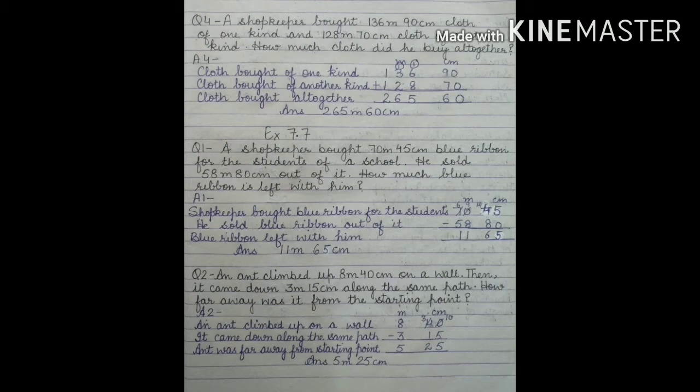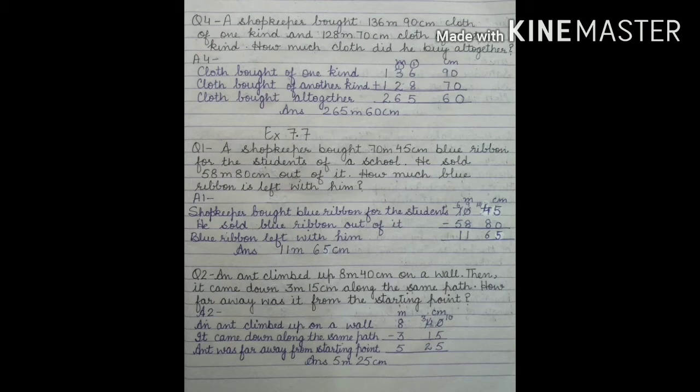So in this answer, we will frame the statement like this. Cloth bought of one kind 136 meter 90 centimeter. Cloth bought of another kind 128 meter 70 centimeter. Cloth bought altogether. Now we will find the sum. So after finding the sum we get the answer 265 meter 60 centimeter. So the shopkeeper bought 265 meter 60 centimeter cloth altogether.